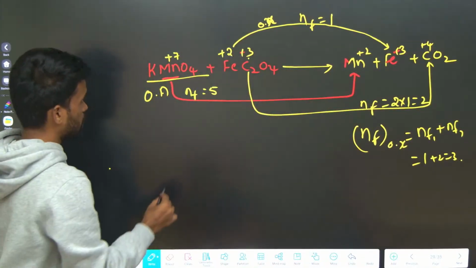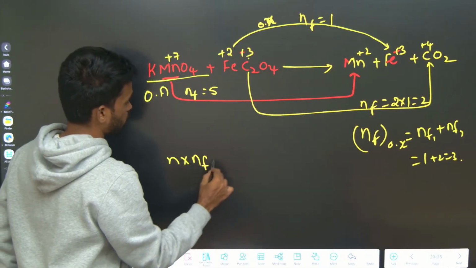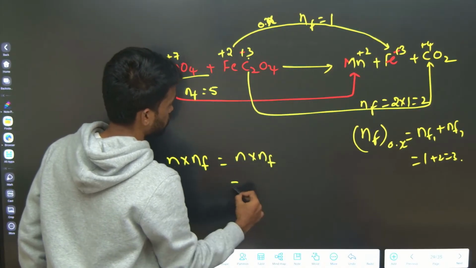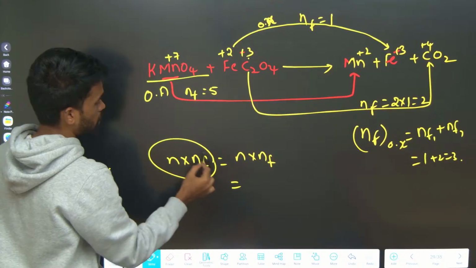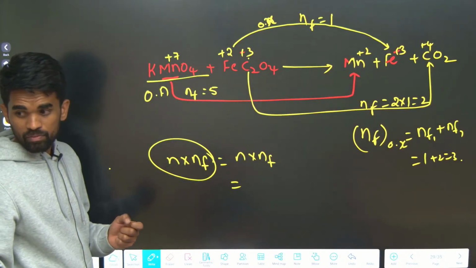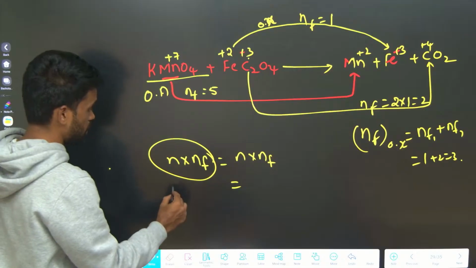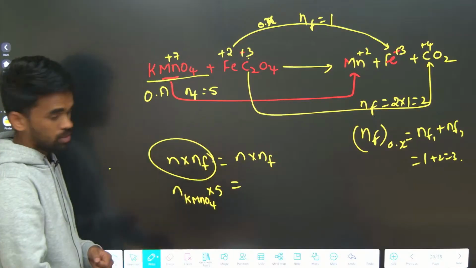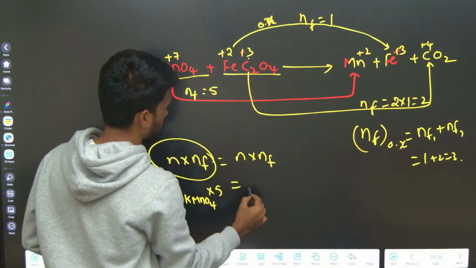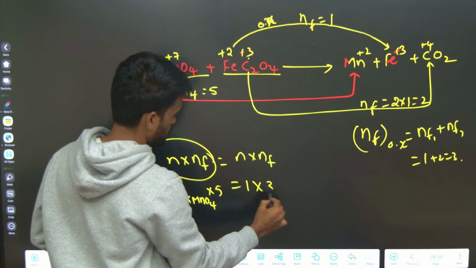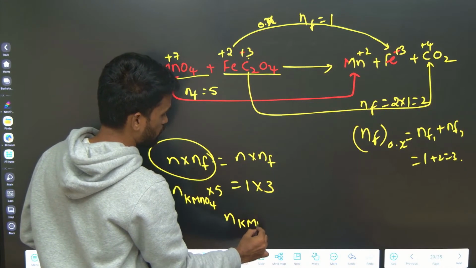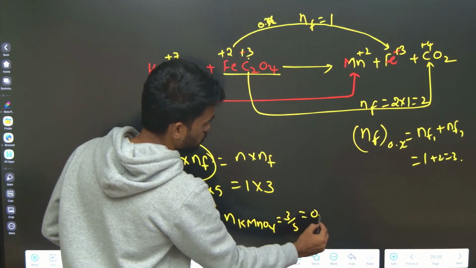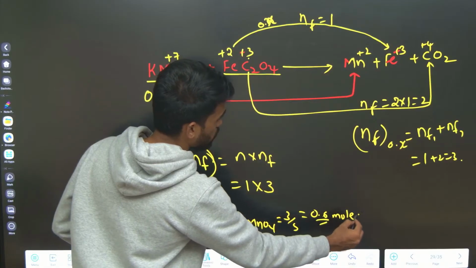Okay. So now tell me, n into n factor of KMnO4 equals n into n factor of this reducing agent. What is the question I gave? Number of moles of KMnO4, it means n of KMnO4 is required here. So multiplied with 5, and number of moles of ferrous oxalate given is 1, its n factor is 3. So number of moles of KMnO4 will be 3 by 5. That will be your answer, which is 0.6 moles. Is this clear or not?